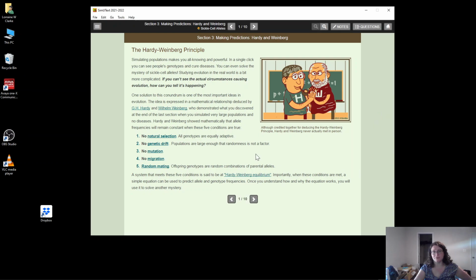Hardy-Weinberg principle, okay? So we want to know, is evolution stable in the areas where the mosquitoes are persisting, okay? How do we tell if evolution is happening if we can't see the actual circumstances causing it? Is it happening? Well, we need to find out if alleles are changing. And that's the Hardy-Weinberg. That's the part that I went through in more detail in my presentation, okay? So I'm going to move forward here.